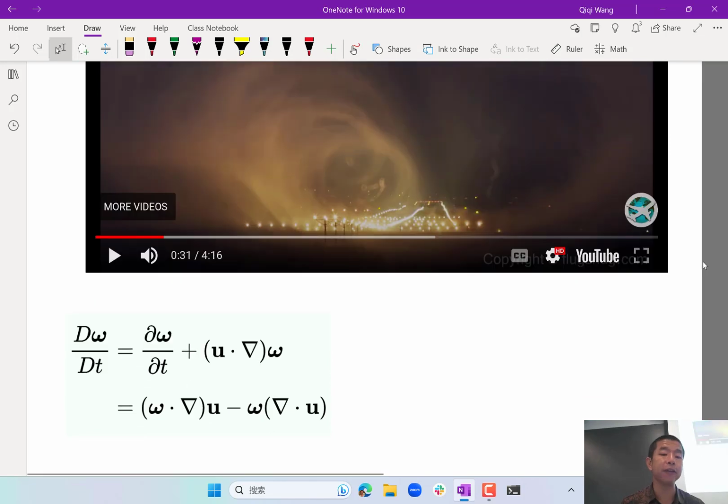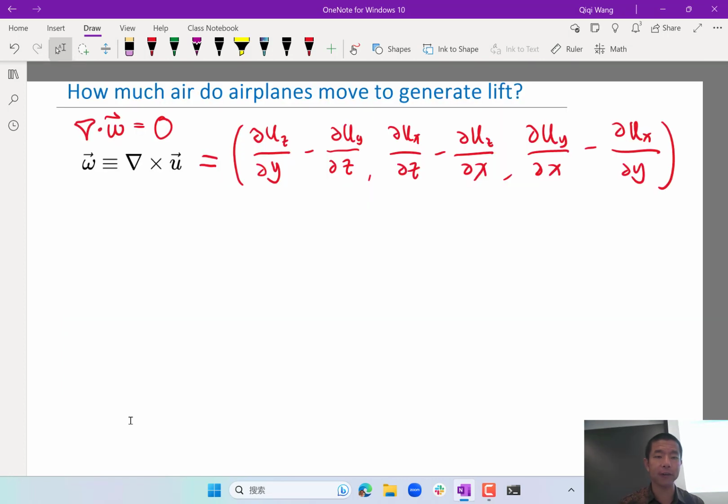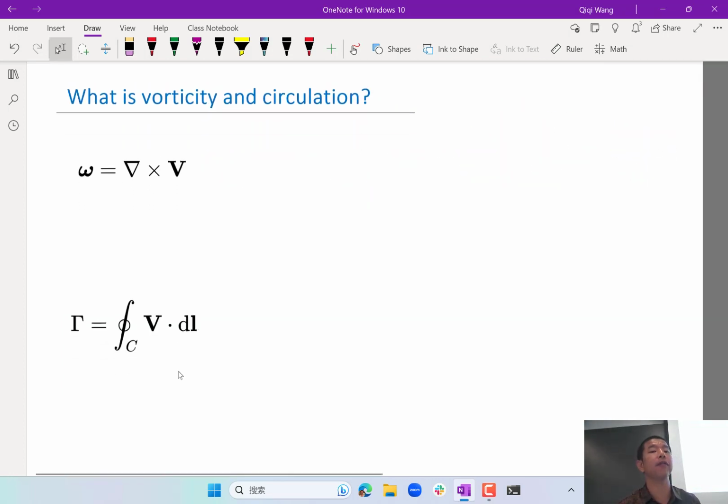Okay, and this, for example, is a general equation that describes how vorticity evolves in the flow field. We'll dive into this a little bit later. But first of all, let's define what is vorticity and what is circulation. Vorticity, as we said, is simply the curl of velocity. Some places use V to denote the velocity vector field, sometimes we use U. So you should be familiar with both notations.